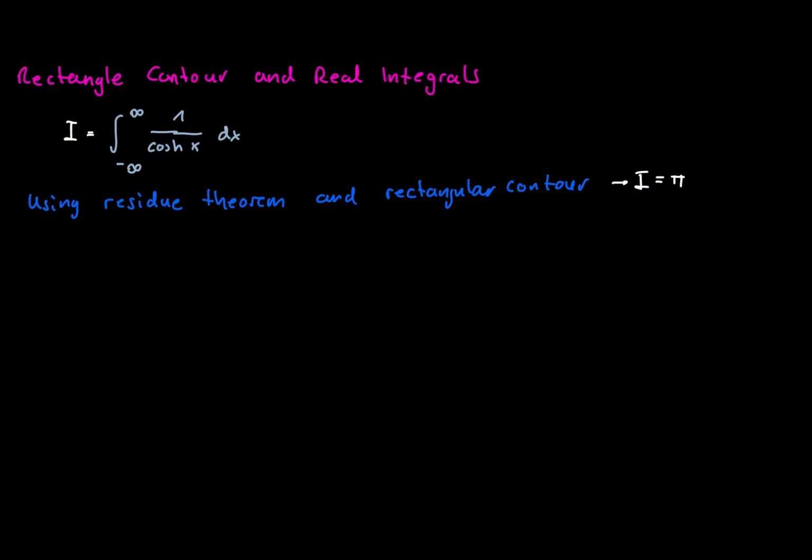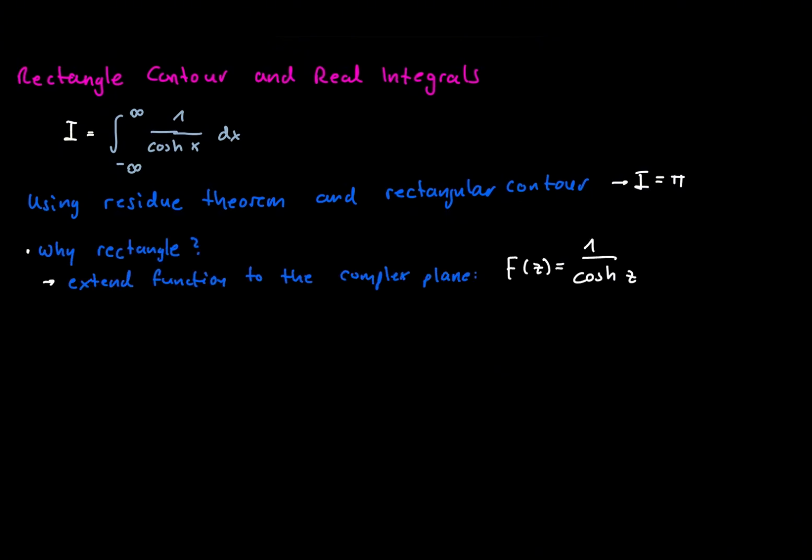We want to compute the integral from minus infinity to infinity of 1 over hyperbolic cosine of x. The final result will be pi. First, we extend the function to the complex plane. f of z equals 1 divided by hyperbolic cosine of z.